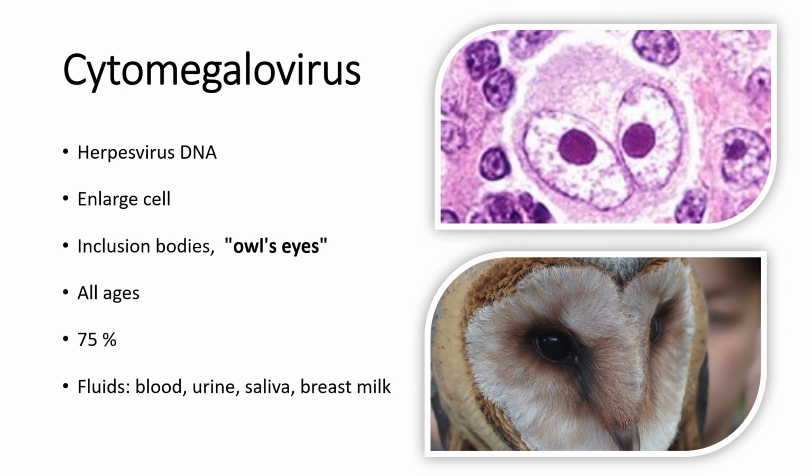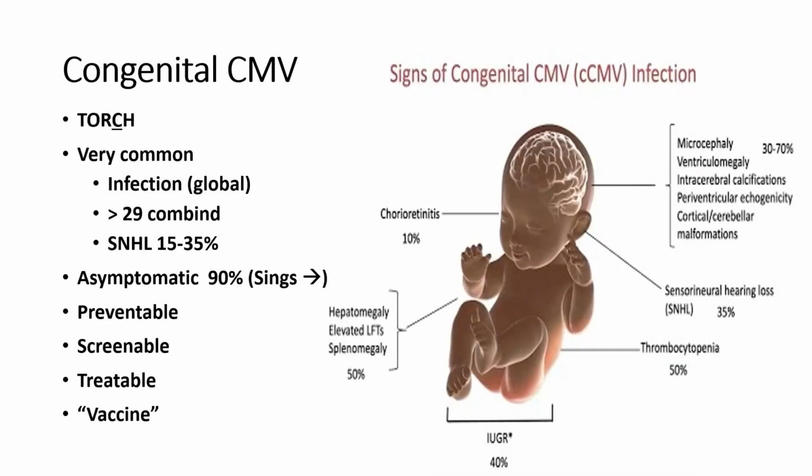Important to know about the breastfeeding, because when we screen those children, we shouldn't screen their saliva until like 2 hours after breastfeeding. This is the virus which comes among the group of TORCH. The C stands for cytomegalovirus, and it's a very common infection globally, and it's more common than the 29 combined metabolic diseases that are screened routinely.